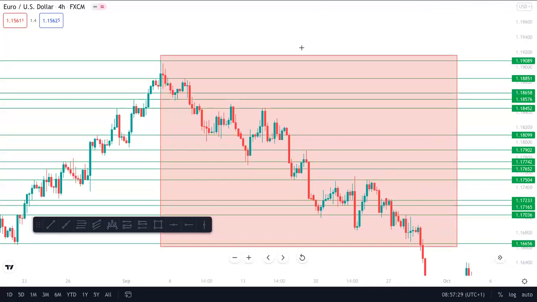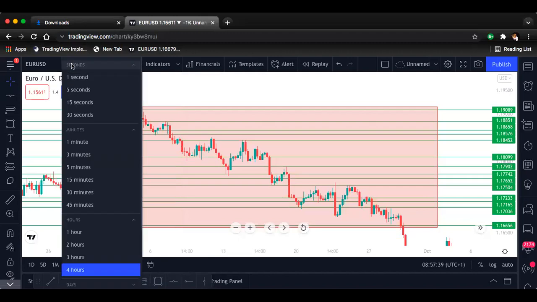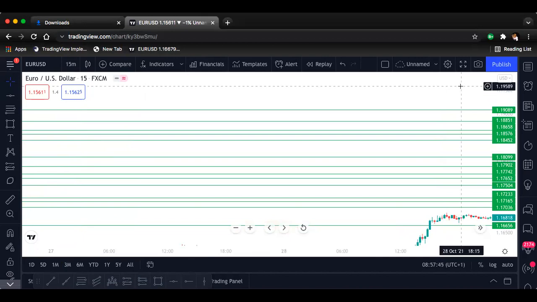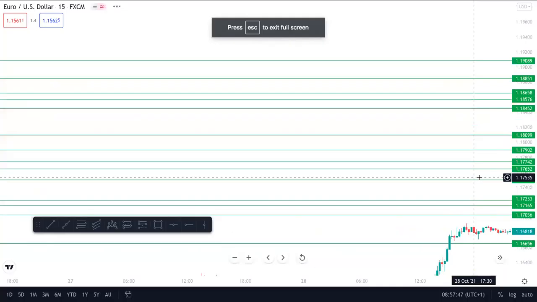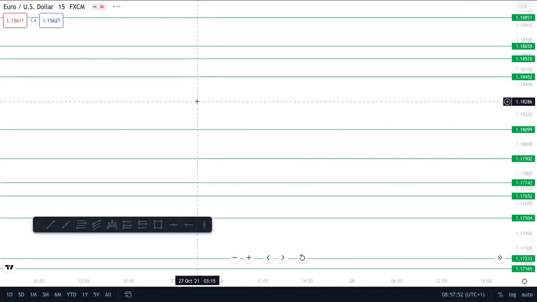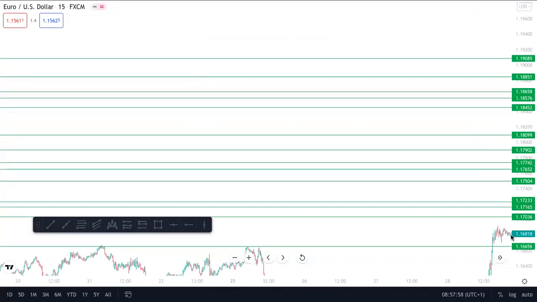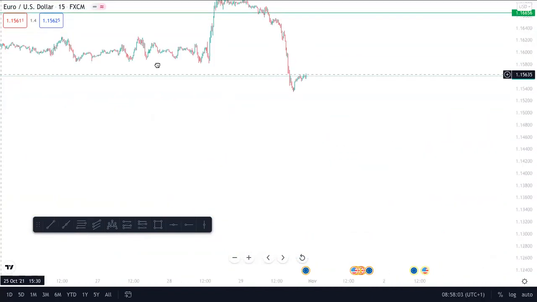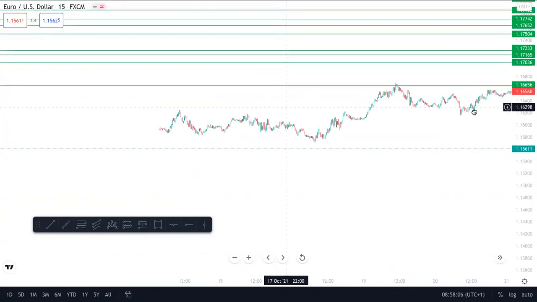So now we'll step down to, let's say, 15 minutes. Let's say I want to scalp on 15 minutes, so I'll step down to 15 minutes. Where are these candlesticks? Okay. So now we're looking for our rectangle and we want to trade in between our rectangle.